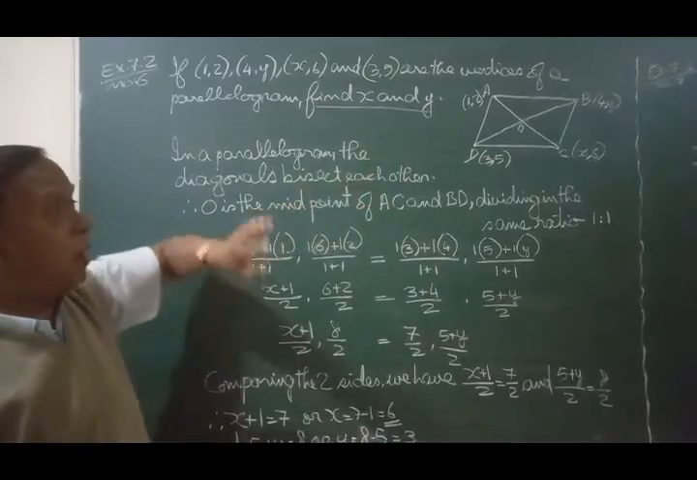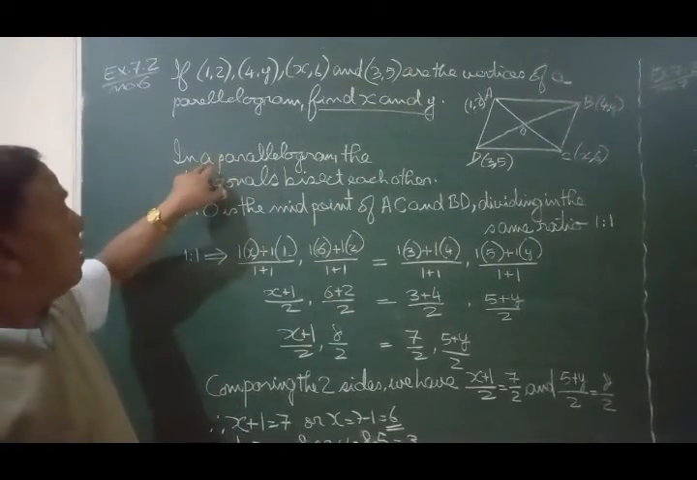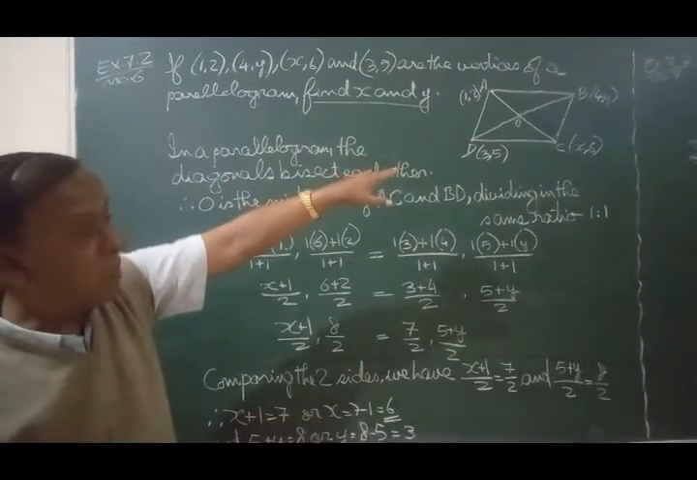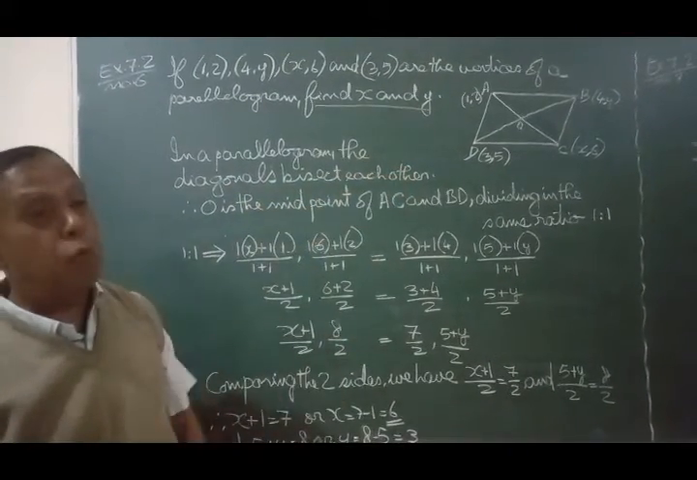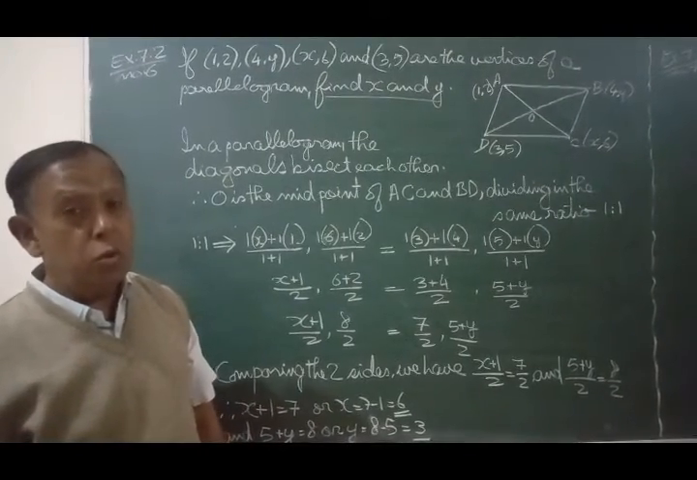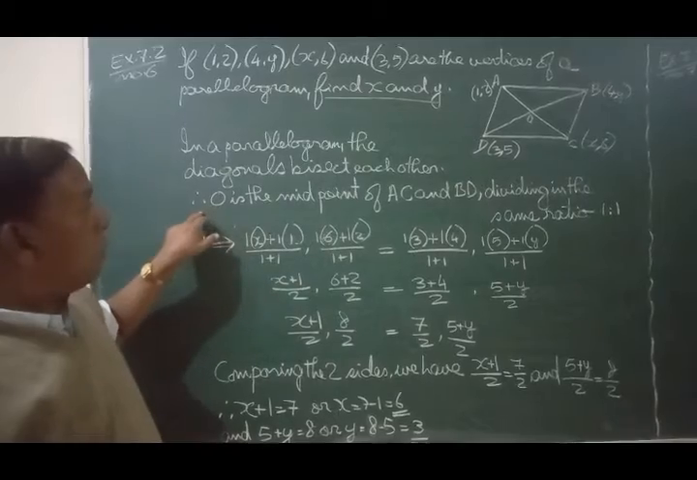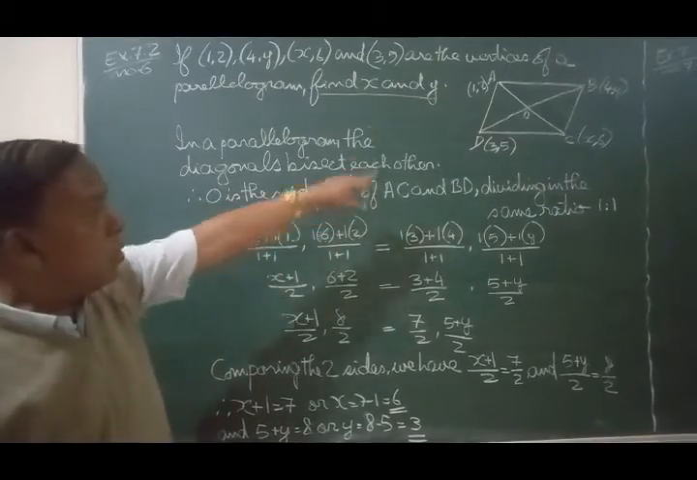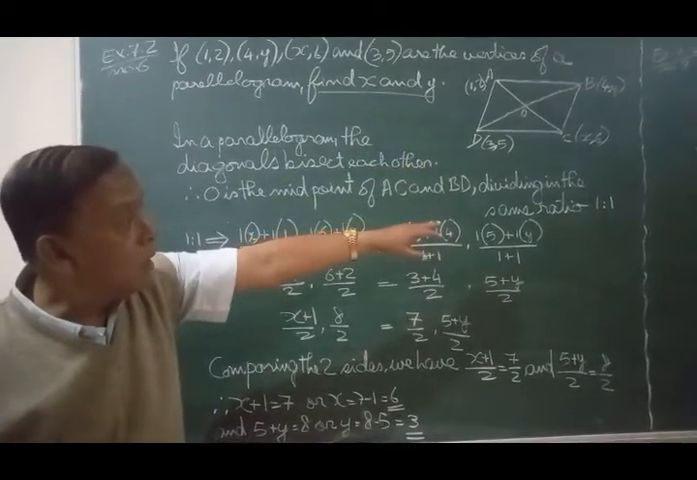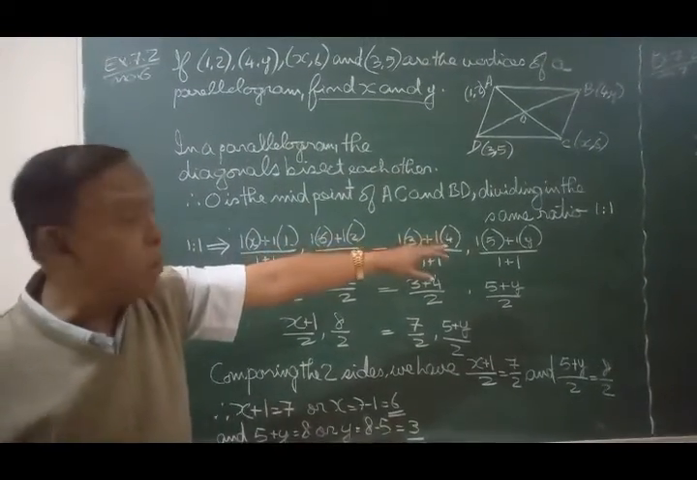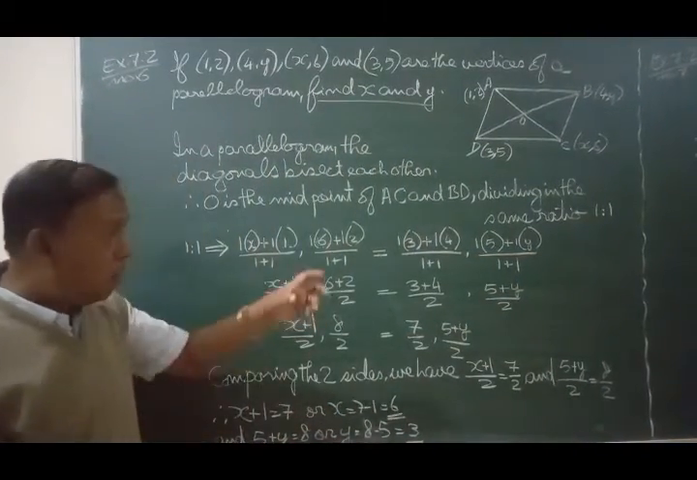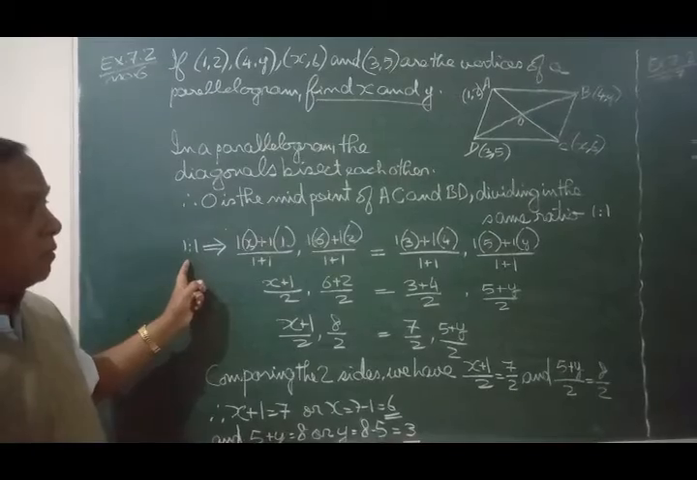Parallelogram. We begin by stating that in a parallelogram, the diagonals bisect each other. We have drawn that, and therefore they bisect at the point O. Remember, bisect means dividing into two equal parts. Therefore, O is the midpoint of AC, the first diagonal, and BD, the second diagonal, dividing in the same ratio. Equal division means the same ratio, 1 is to 1. So the ratio we already get, and from that ratio we begin.